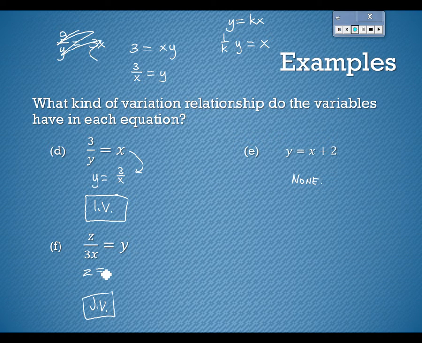Can you tell me on F, if we think it's joint, what would it be? Z equals, this is not one that's meant to be rocket science. What is it? Yeah, 3xy. Thank you, Chantel. At least someone's with me. All right, I got one. That's good.